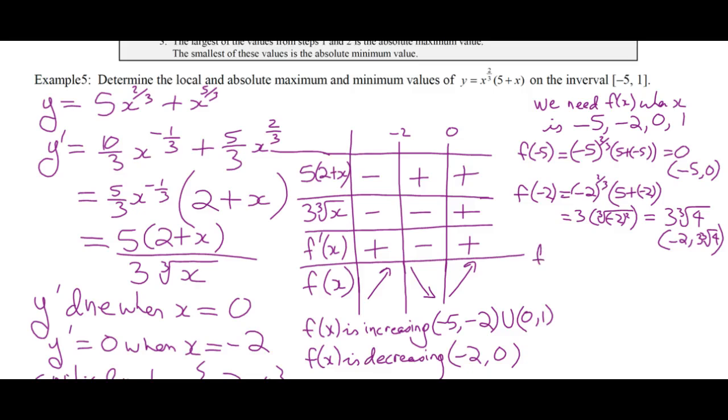Got an idea. f of 0 is 0 to the 2/3 times 5 plus 0, which is 0. Right? 0 to the 2/3 is 0, and then the rest of it is whatever. So we've got 0, 0. And f of 1 is 1 to the 2/3 times 5 plus 1, which is 6.